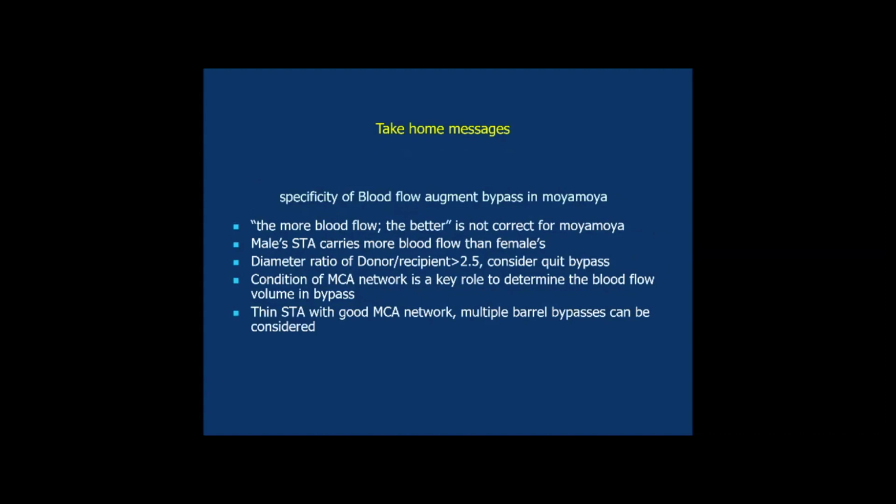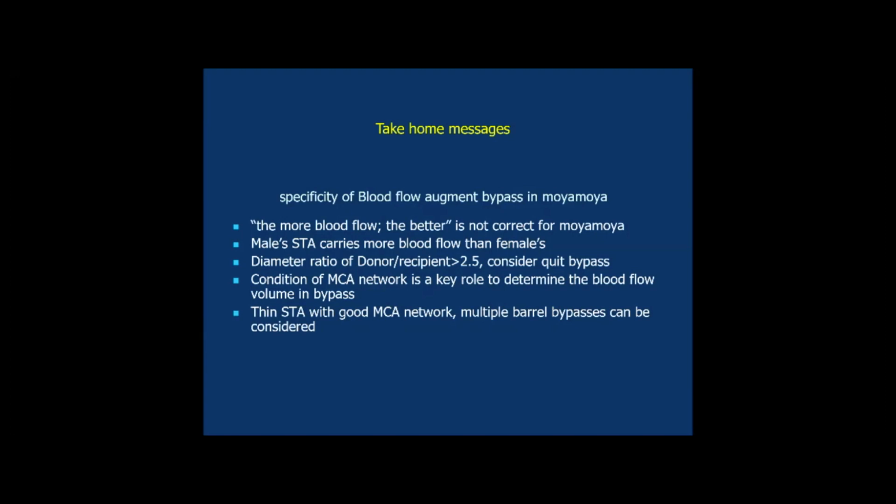But for the Moyamoya bypass, there are some special considerations. The more blood flow, the better is not correct for Moyamoya. Males' STA carries more blood flow than females. If the diameter ratio of the donor artery compared to the recipient artery is larger than 2.5 times, we should consider a quick bypass, because according to Poiseuille's law, the donor artery carries more than 20 times the blood volume of the recipient artery. So this is very dangerous for bleeding.